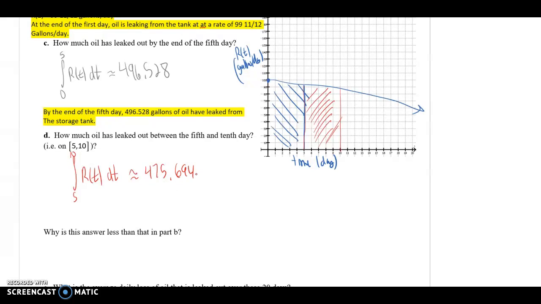And if I evaluate that in my calculator, it comes out to 475.694. So to answer this question then, I would say between the 5th and 10th day, 475.694 gallons of oil leaked.